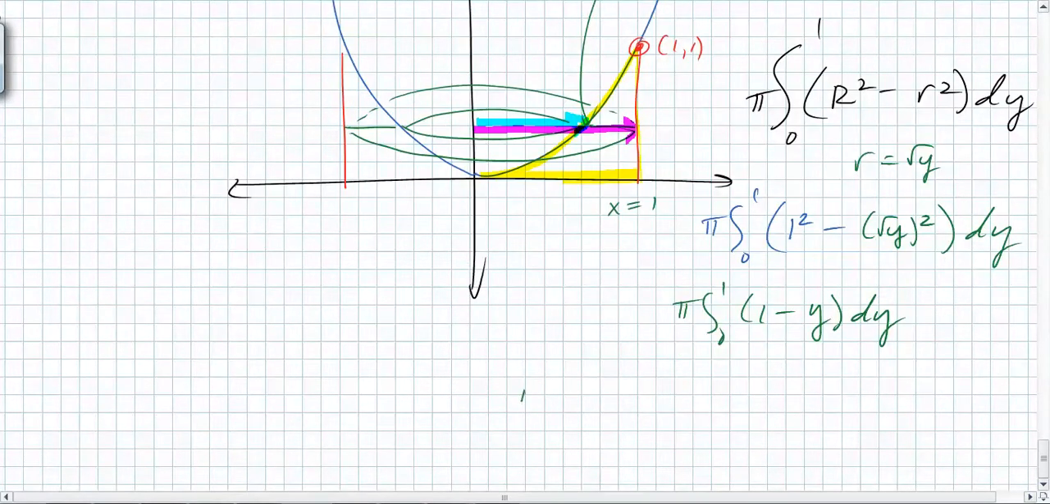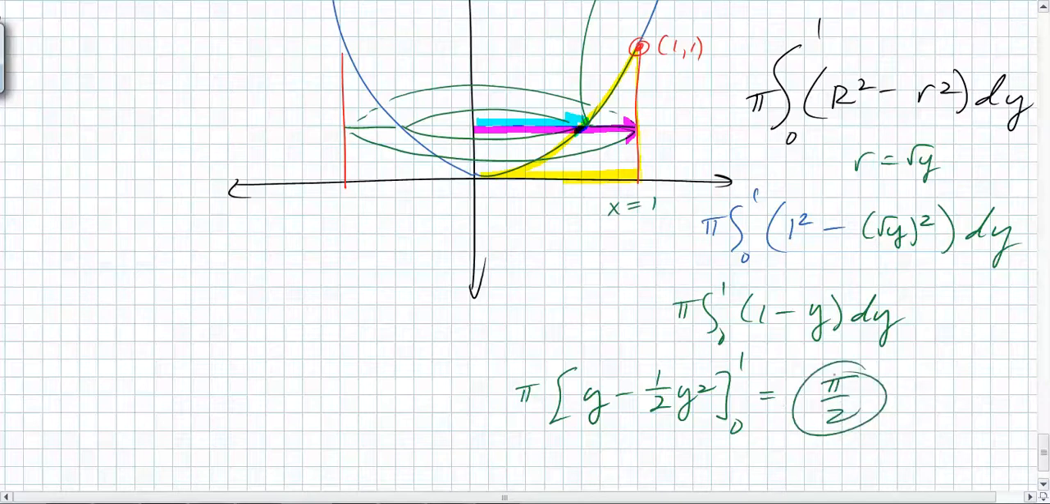So if you finish this, what do you end up with? Pi times y minus y squared over 2 from 0 to 1. And what do you end up with? Pi over 2. You end up with pi over 2. So here's the deal. The volume when you rotate that is pi over 2. So here's the thing. We took a little slice and we rotated it around and we got a washer.